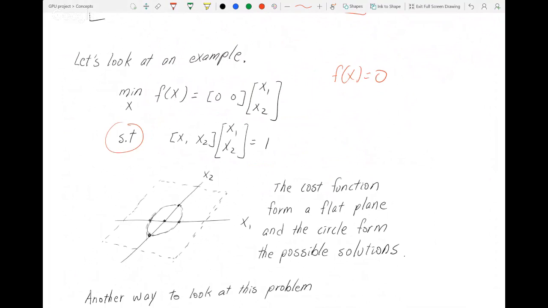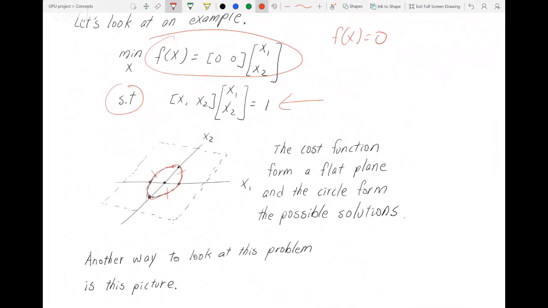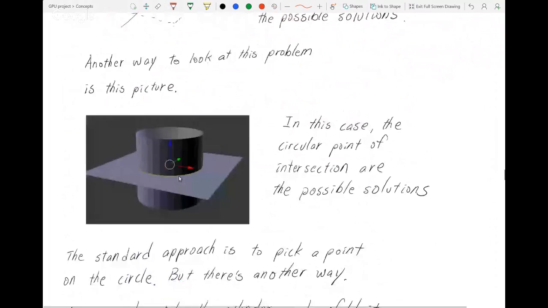But I wanted to subject it to an orthogonality constraint. Now we know the solution of this is basically a flat plane on 0, right? It's just a plane. But now because of this constraint, it can't be anywhere on the plane. It has to be on the circle. And this is one way to look at it. Basically, any point on a circle is a possible solution. Another way to look at this is in a 3D case. Imagine a cylinder, and the points of intersection between the cylinder and the plane are essentially the possible solutions.